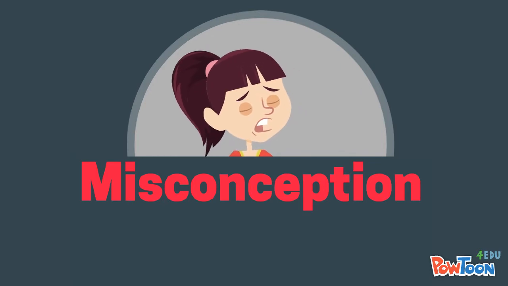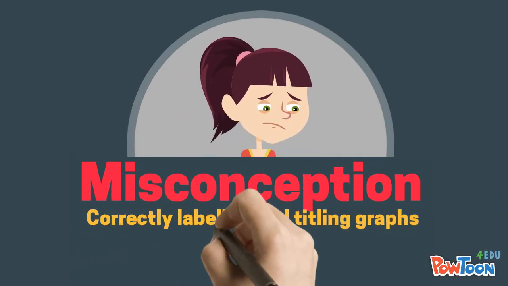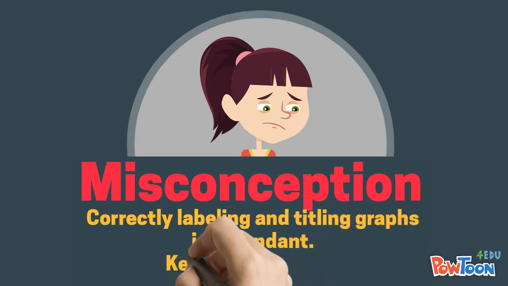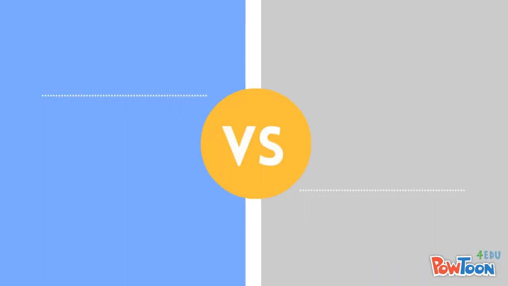Students often find writing labels and titles for graphs redundant and unnecessary. Furthermore, they know what the pictures represent, so find providing a key pointless. Without labels, titles, and keys, pictographs do not make a lot of sense.